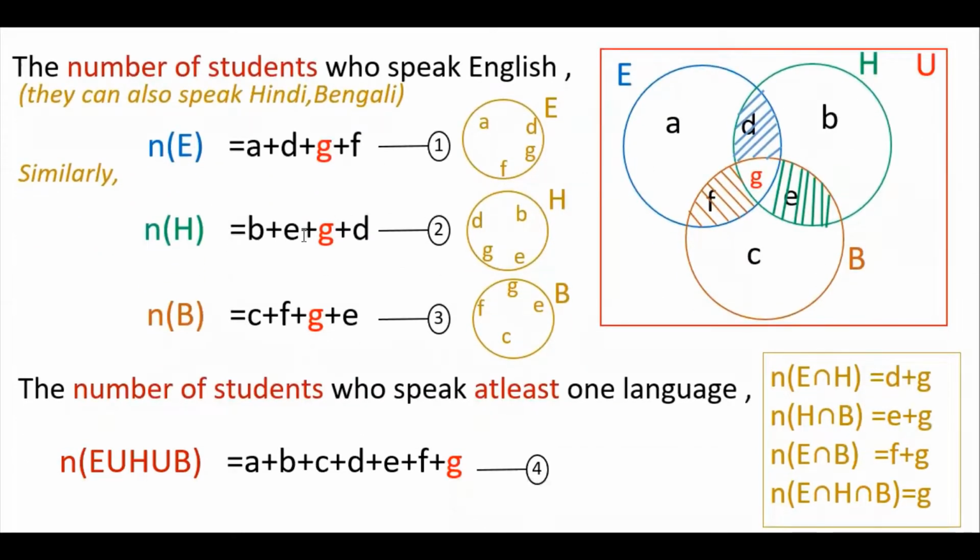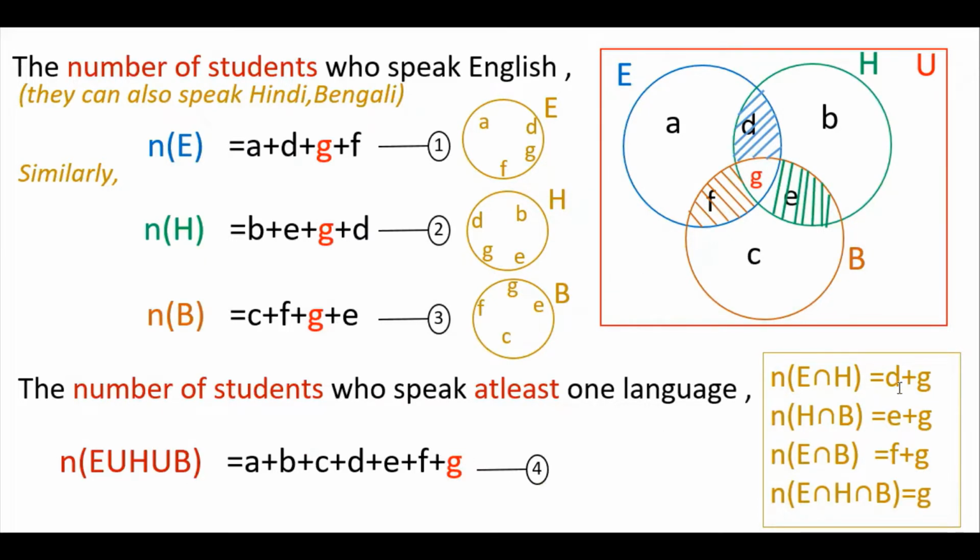Similarly, N of H is equal to B plus E plus G plus D, and N of B is C plus F plus G plus E. And the number of students who speak at least one language, that means minimum one language they can speak, is N of E union H union B. If you add all these values, then you will get this value. So N of E union H union B is the number of students who speak at least one language. That is A plus B plus C plus D plus E plus F plus G.